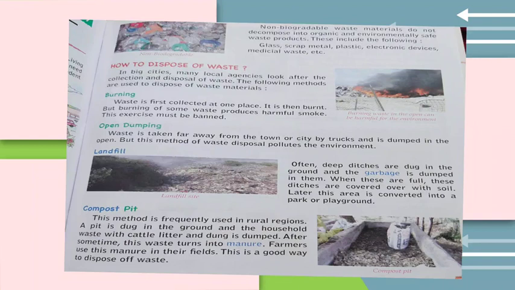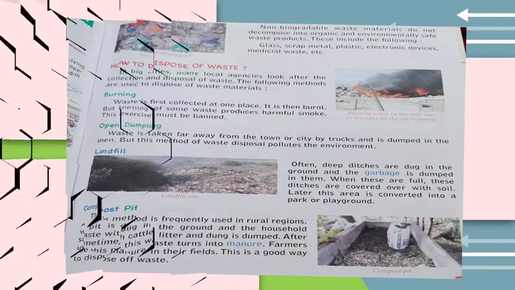Then compost pit. This method is frequently used in rural regions. A pit is dug in the ground and household waste with cattle litter and dung is dumped. After some time, this waste turns into manure, and this manure can be used in the fields by the farmers. So farmers use this manure in the fields, and this is a very good way to dispose of the waste.